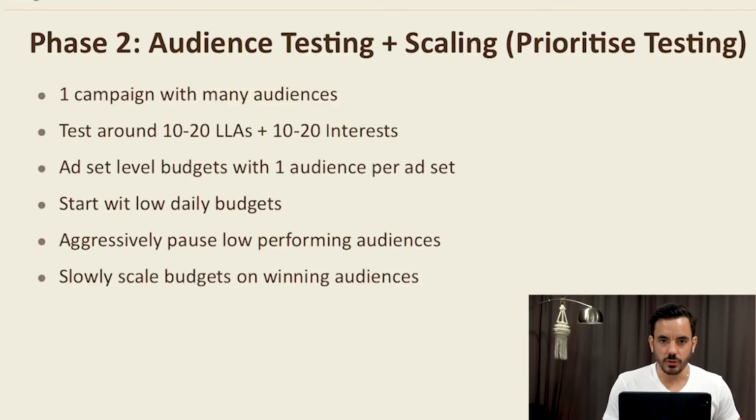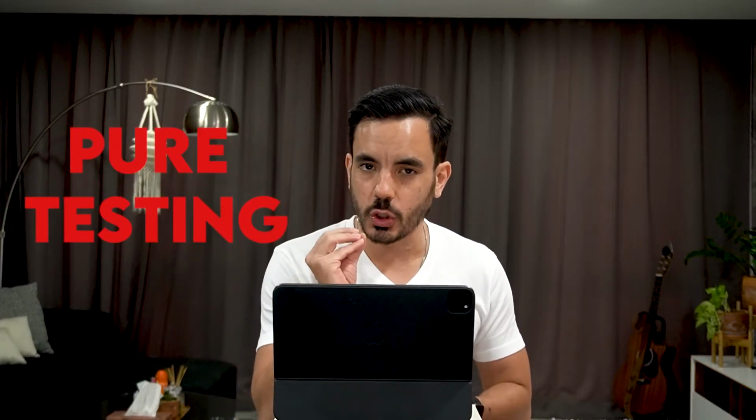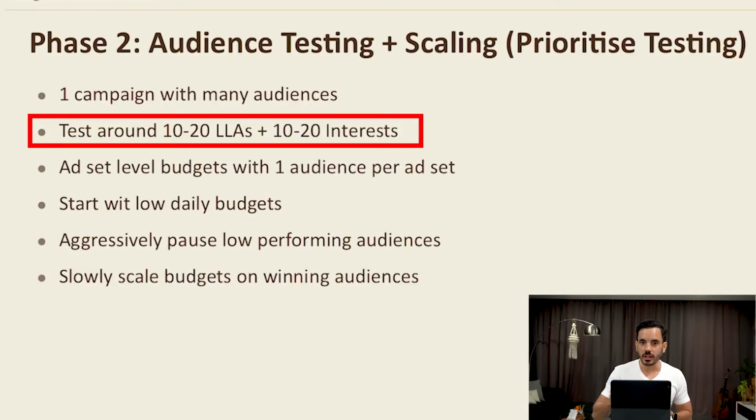Now in phase 2, we're going to take that best performing ad and graduate it to a new campaign, and the purpose of this campaign is audience testing and scaling. At the beginning, it's really just going to be pure testing, but as the data comes in, we're going to shift more and more towards scaling up the good audiences. So in this campaign, you're probably looking at around 10 to 20 LLAs or lookalike audiences, plus 10 to 20 interests. Once again, not a hard and fast rule.